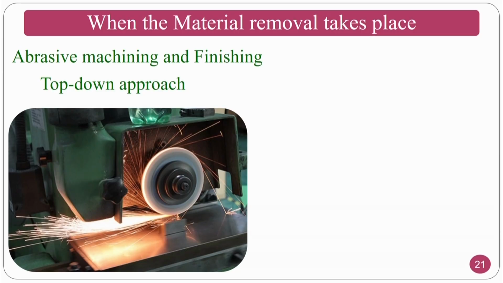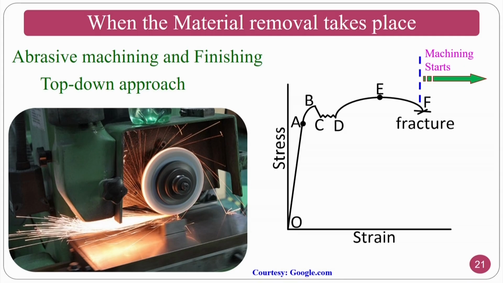So, when the material removal takes place, normally in an abrasive machining process, which is a top down approach, in a grinding process or a lathe process and other processes, the machining normally takes place after the yielding point. That is why these machining processes are called severe plastic deformation processes. Okay. So, only after this point the material starts shearing from the workpiece. Okay. So, we do not bother much about the elastic limit and other things, we directly go for failure.